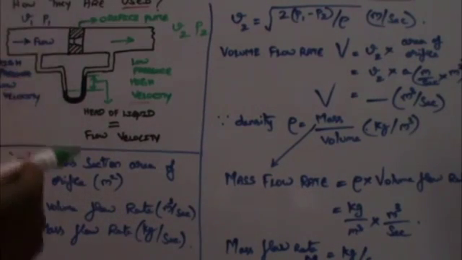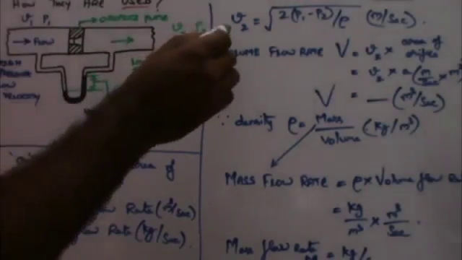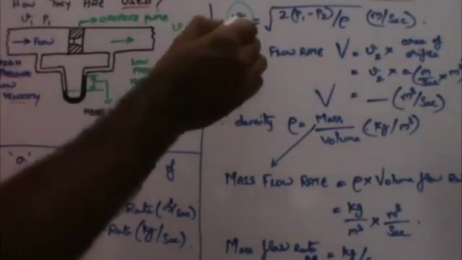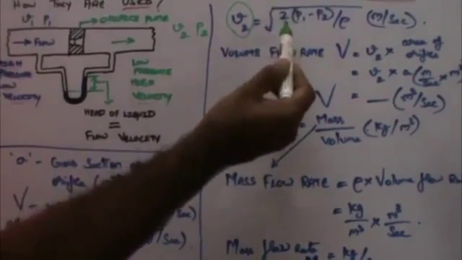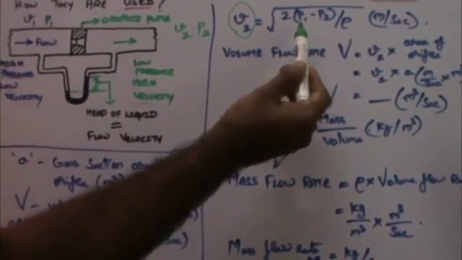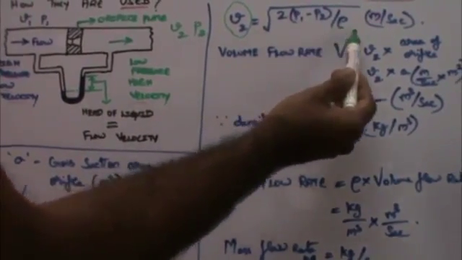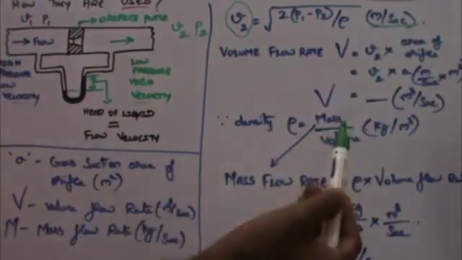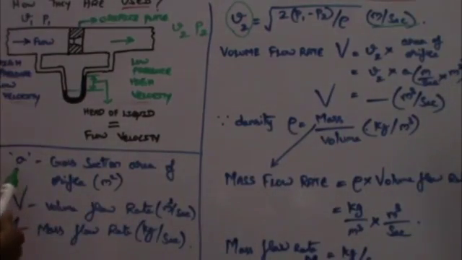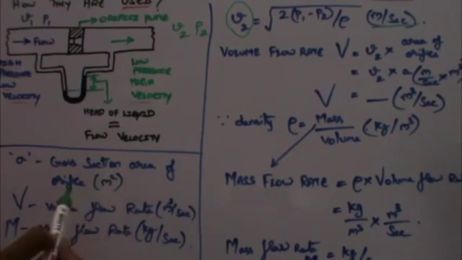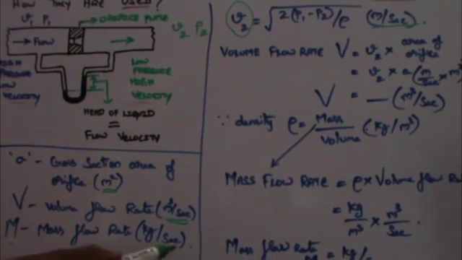Alright, we have arrived at a point where we know the fluid flow velocity V2 is the square root of 2 multiplied by (P1 minus P2) by rho, meters per second is the unit. Now let us assume A is the cross-section area of the orifice in meter square, V is the volume flow rate in meter cube per second, and M is the mass flow rate in kilogram per second.